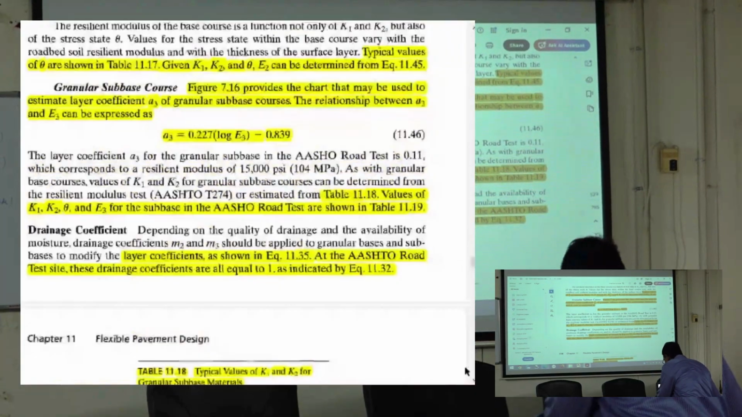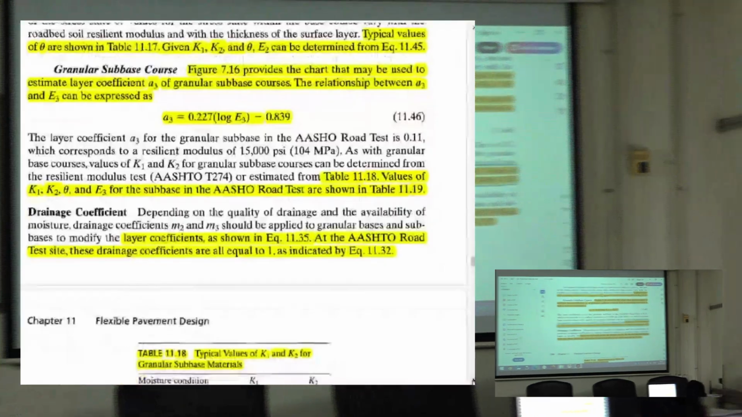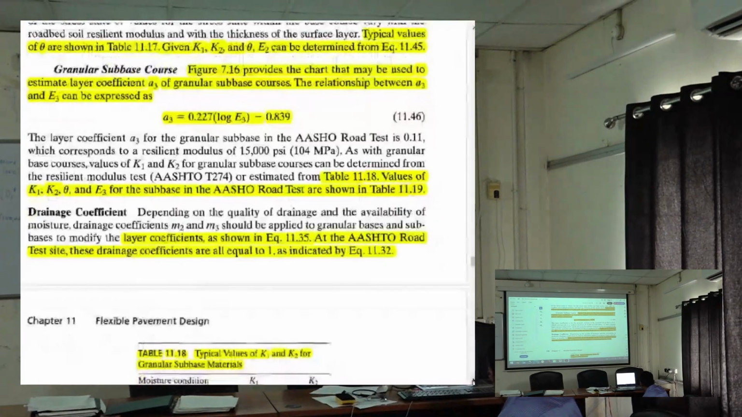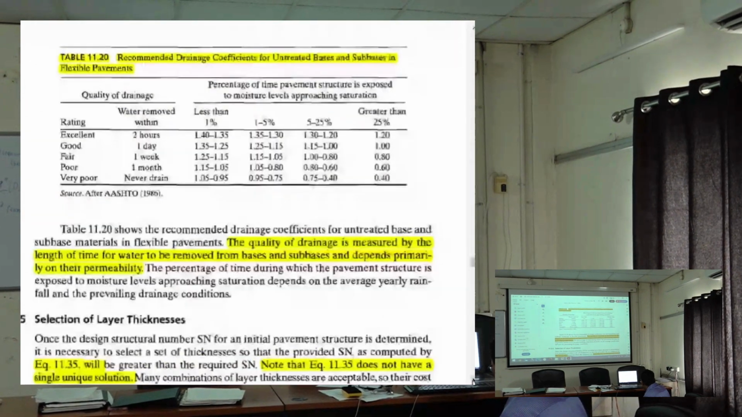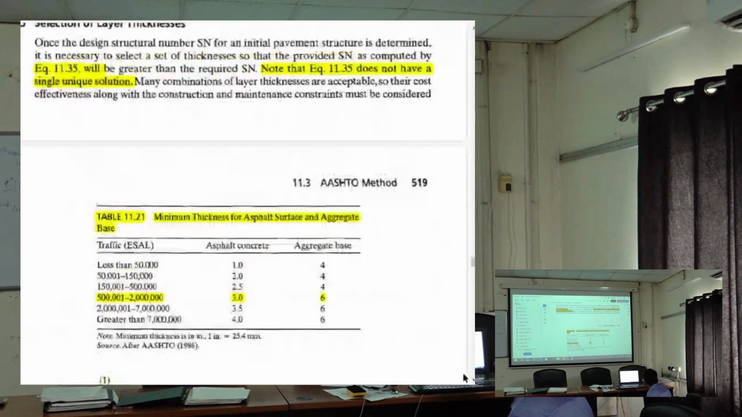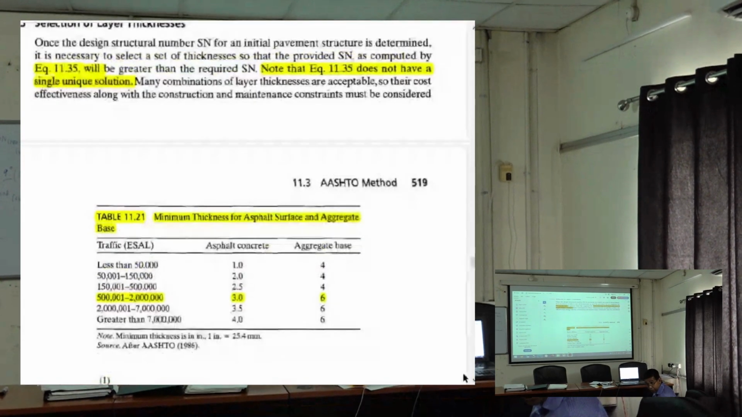So that's your subbase. If you have a third layer, you have your subbase, correct? Right? And I'm going to just finish this part really strong here. You do layers right here. This is another factor of safety, which AASHTO has done.